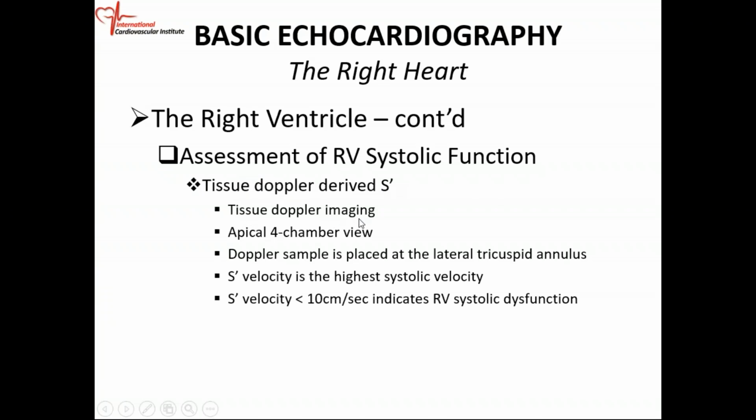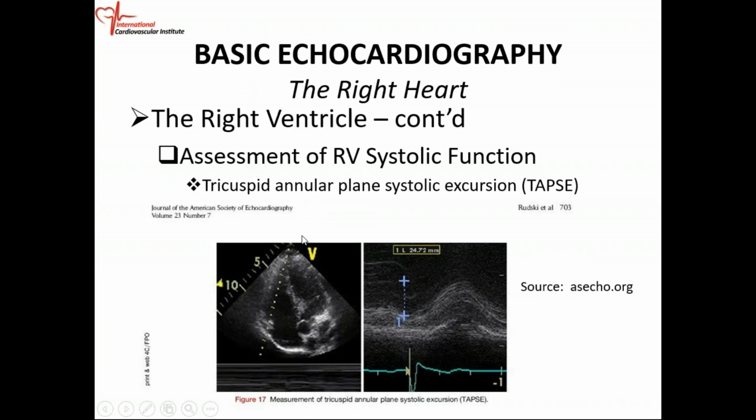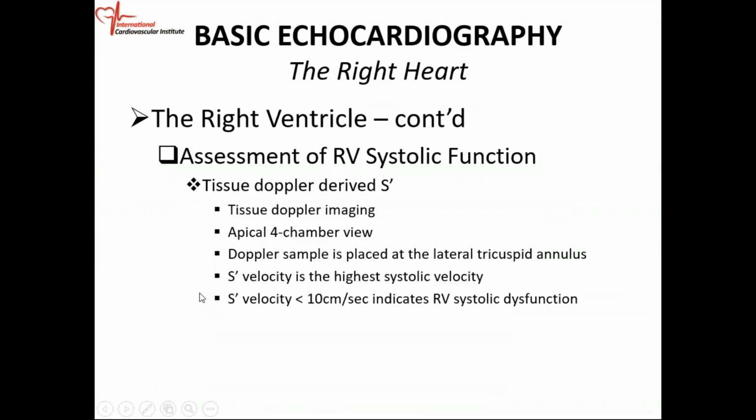So it's a tissue Doppler imaging method, apical four-chamber view. Your Doppler sample volume is placed at the lateral tricuspid annulus, and you just press your TDI button. It's a Doppler measurement. So the S prime velocity is the highest systolic velocity. In systole, the tricuspid annular plane is going to move up with a certain amount of speed, and that is what we're measuring. You're measuring the speed. So that's why we say it's S prime tissue Doppler.